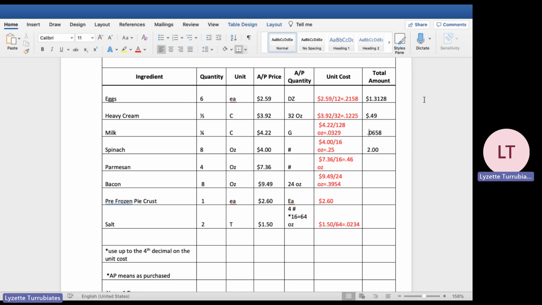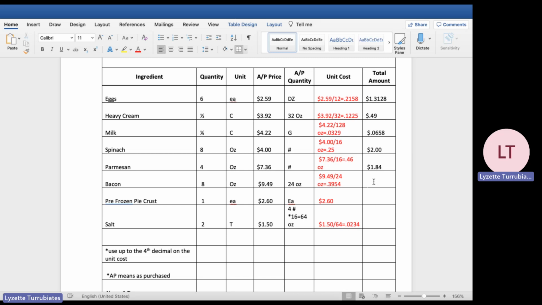Just put the dollar sign in front of all these so you don't get confused. Okay, for Parmesan, the same thing. So our unit cost is 0.46. We're looking for 4 ounces, right? So that's the same unit. So all we need to do is multiply the unit cost by the quantity. So that's 0.46 times 4. That's going to give us $1.84.